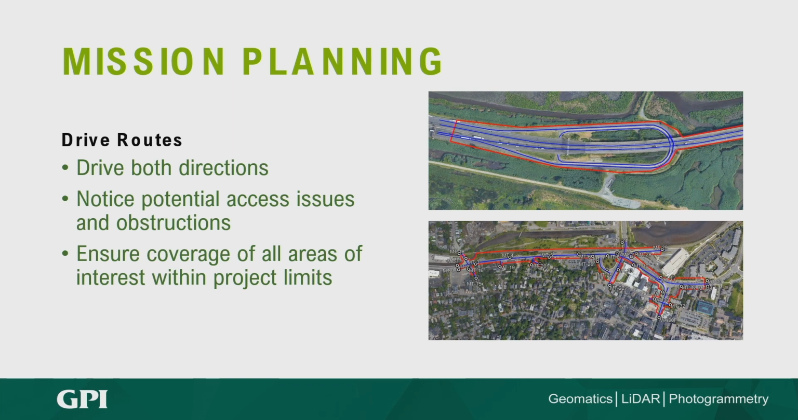And up top is an example of how we might plan an uncontrolled mobile LiDAR survey. So where we don't necessarily need the high absolute accuracy, we just need to see what's out there, then we won't use any survey control. We'll just drive and make sure we collect LiDAR in all the limits. And then the bottom picture is showing how we might lay out targets for a mobile LiDAR project.